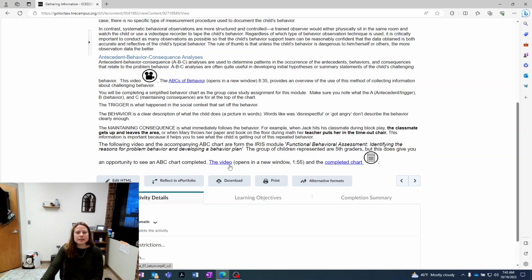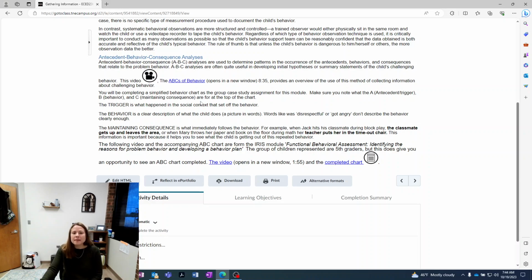And then maintaining consequences is really what are you doing, like what immediately follows the behavior that's displayed, right? So for instance, if you have Jack hitting his classmate during blocks play, the classmate at this point gets up and leaves the area. So what happens when Jack hits his playmate? The playmate leaves. Think about Jack. If Jack is trying to communicate, I don't want you in the center with me, I want you to go away, I'm trying to avoid you, and you get up and leave, I get what I want. So guess what Jack's going to do every time a student comes to that play area, that block center? He's going to do the same thing. Okay, so the consequence is not helping replace that behavior.